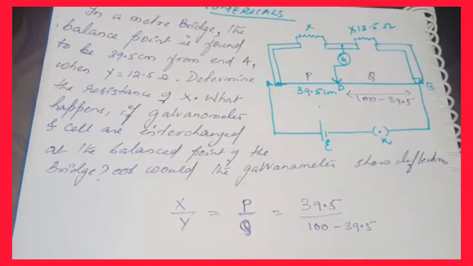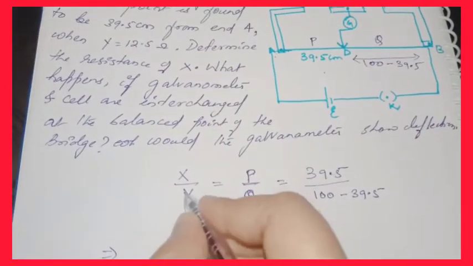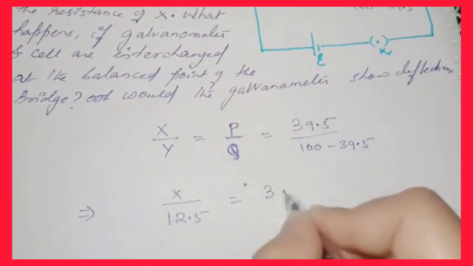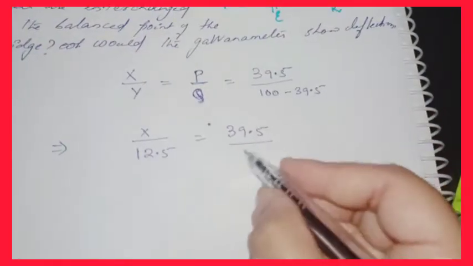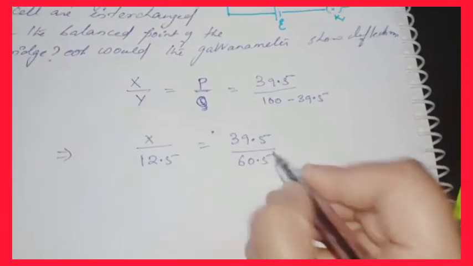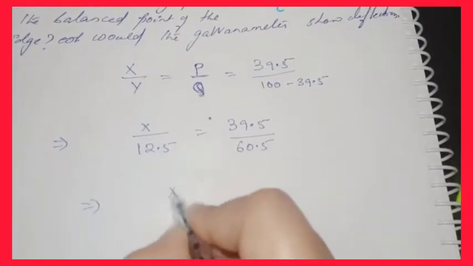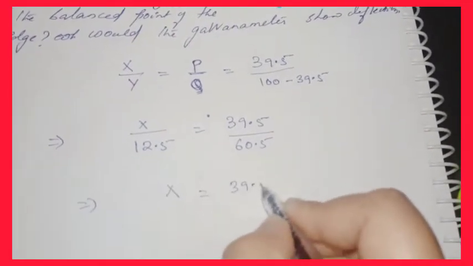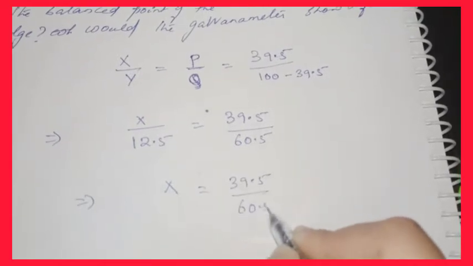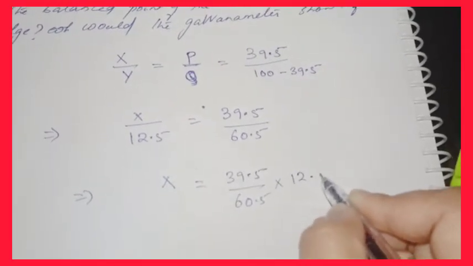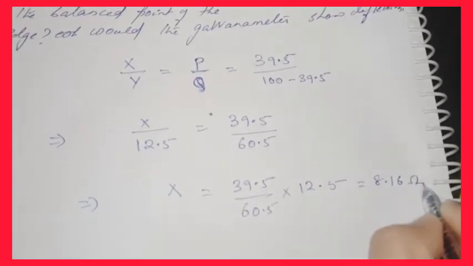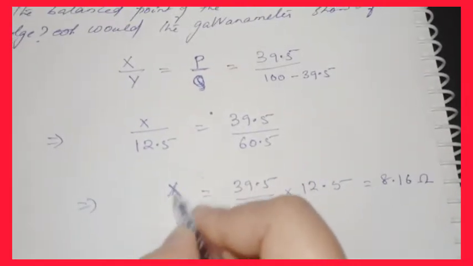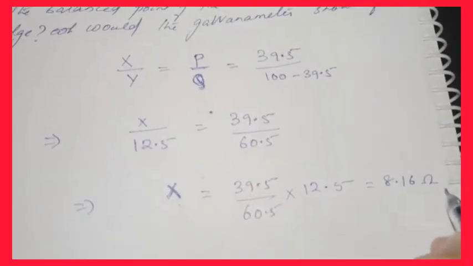I know the value of Y, so I will substitute it. What is the value of Y? 12.5. So X by 12.5 equals 39.5 divided by 100 minus 39.5, that is 60.5. Solving this, we can find the value of X: X equals 39.5 by 60.5 into 12.5, which equals 8.16 ohm. So the value of resistance of X is 8.16 ohm.